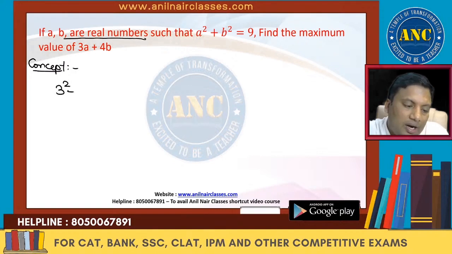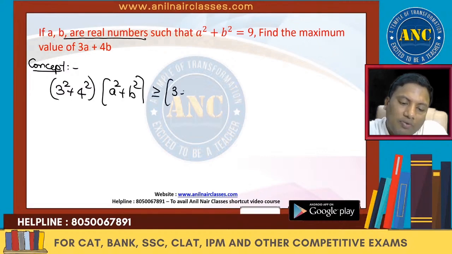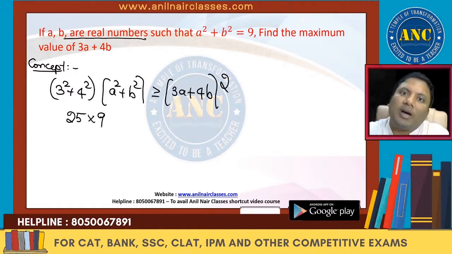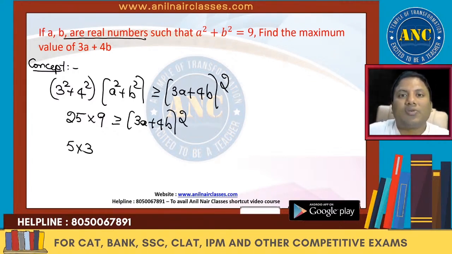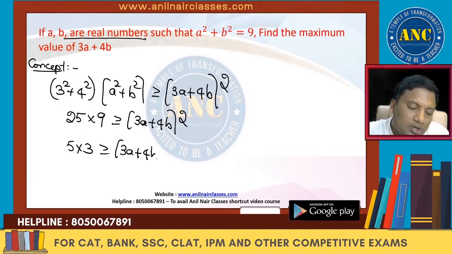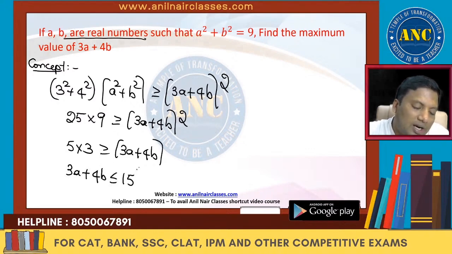What is that inequality? 3 square plus 4 square into A square plus B square is always greater than or equal to 3A plus 4B whole square. So 3 square plus 4 square is nothing but 25, and A square plus B square is nothing but 9. Taking the square root, it becomes 5 into 3. 5 square is 25, 3 square is 9, so 3A plus 4B is less than or equal to 15.